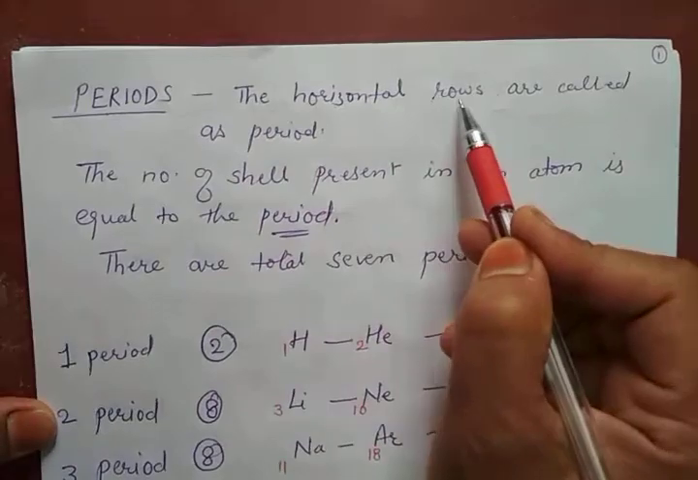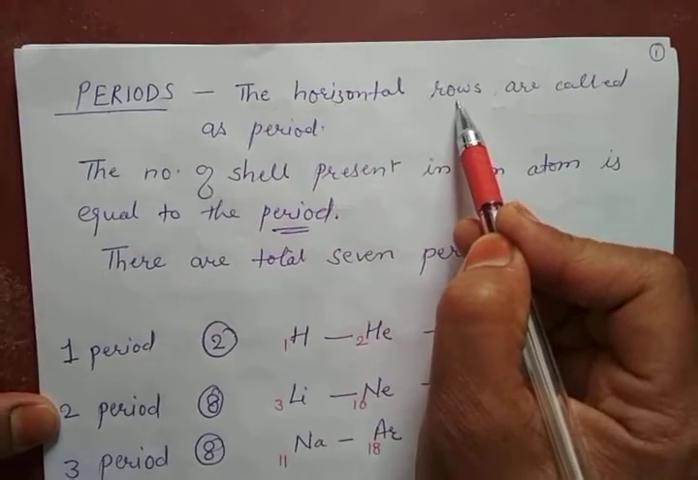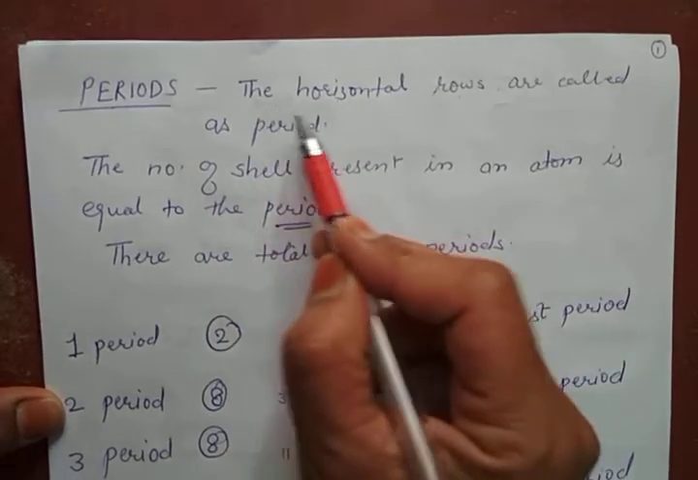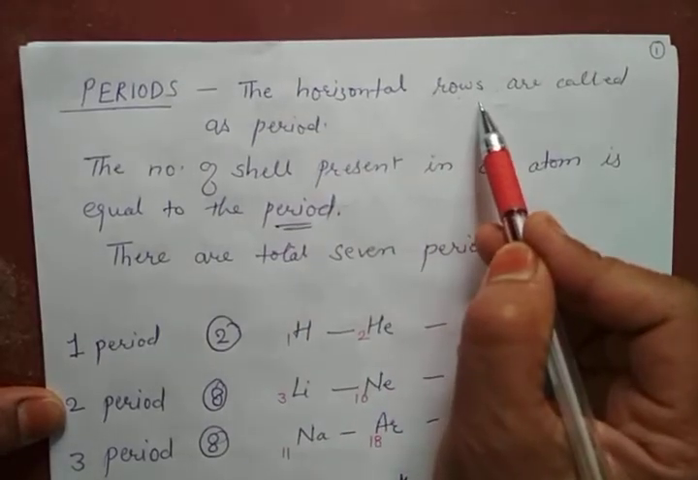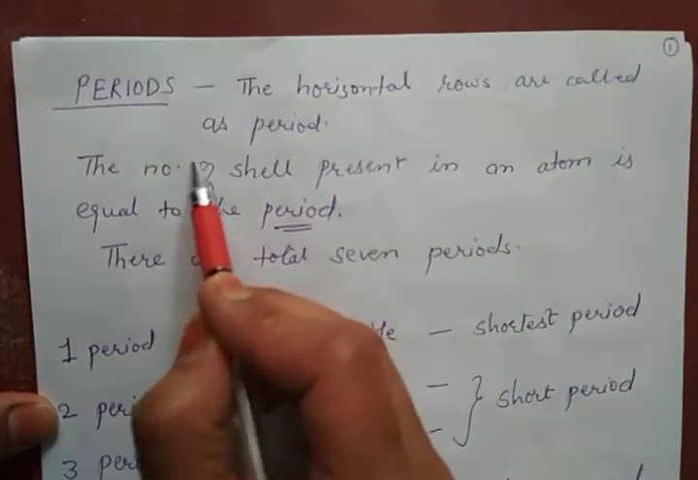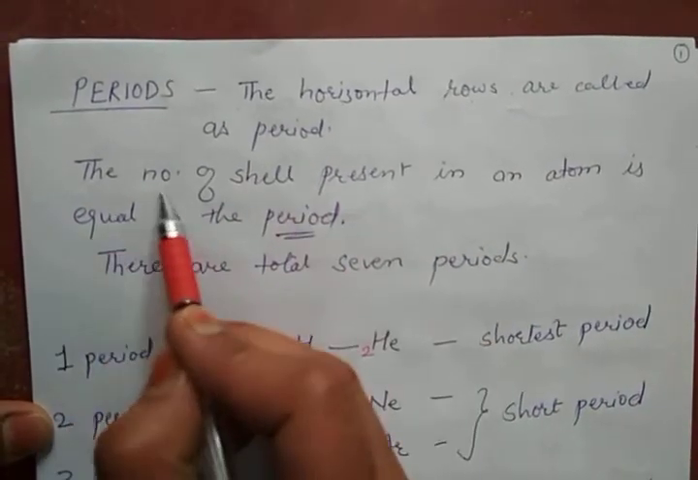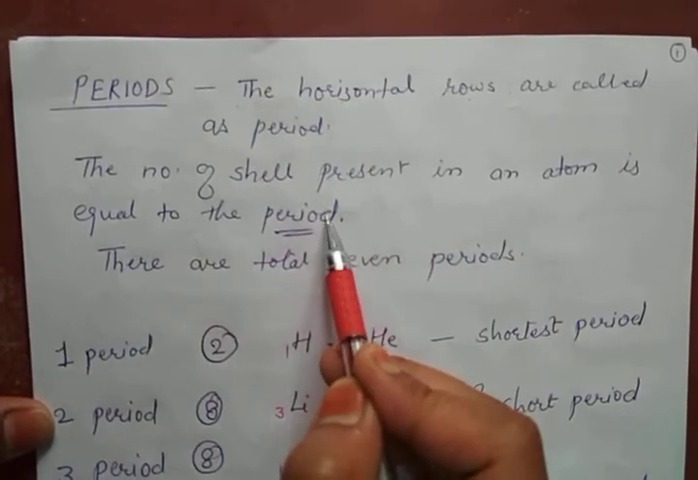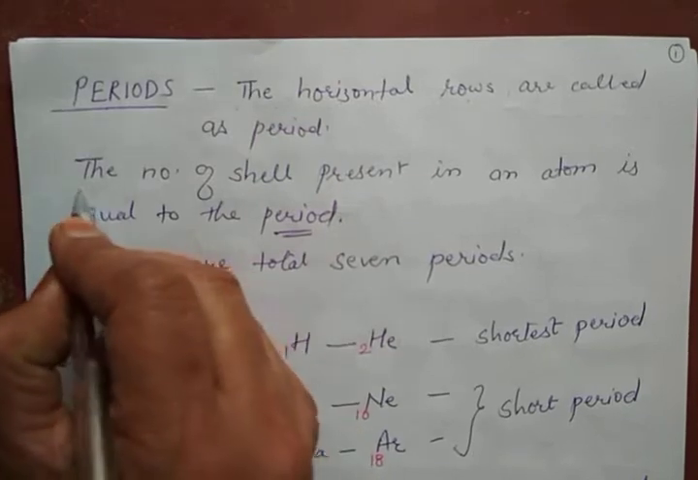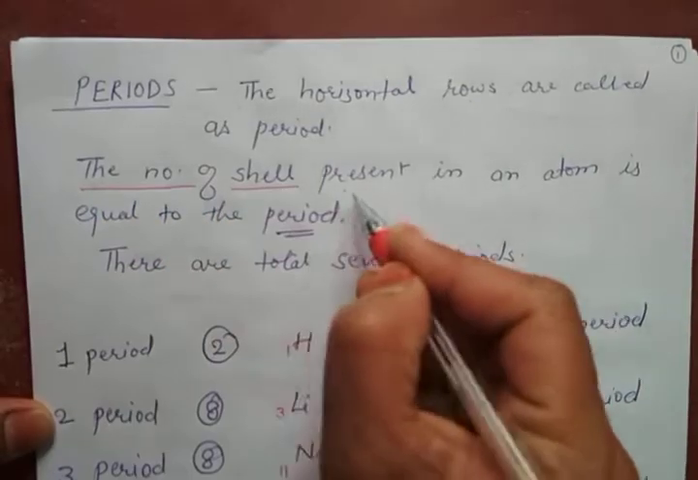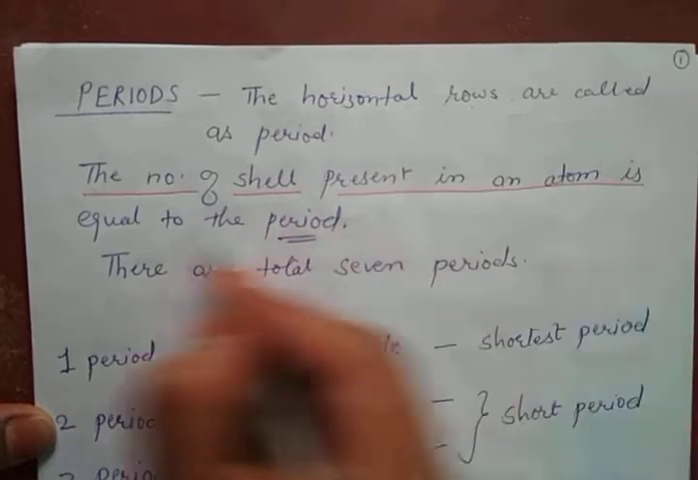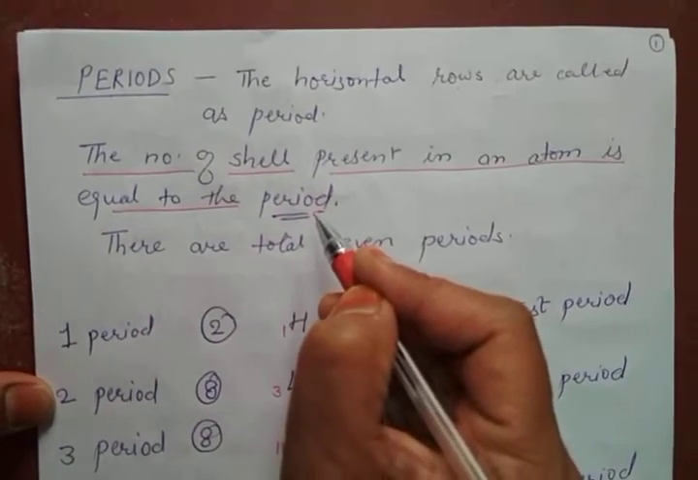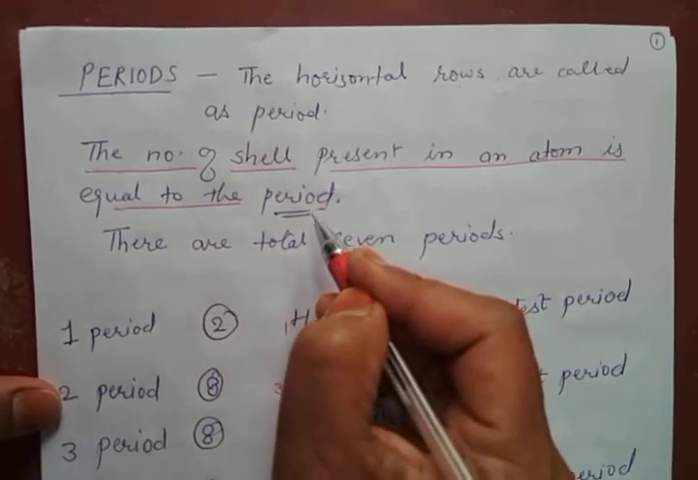The horizontal rows present in the periodic table are called periods. I repeat, listen carefully: the horizontal rows present in the periodic table are called periods. The number of shells present in an atom is equal to the period number. We have to specially remember that the number of shells present in an atom is equal to the number of the period to which that element belongs in the periodic table.